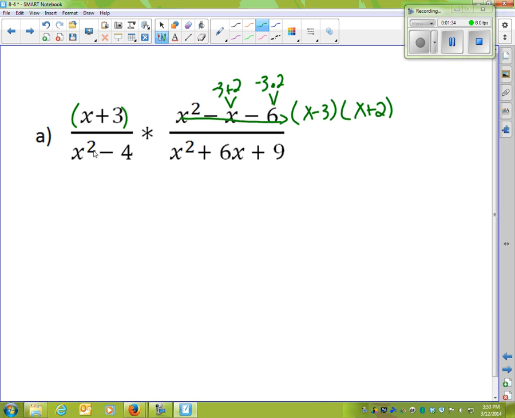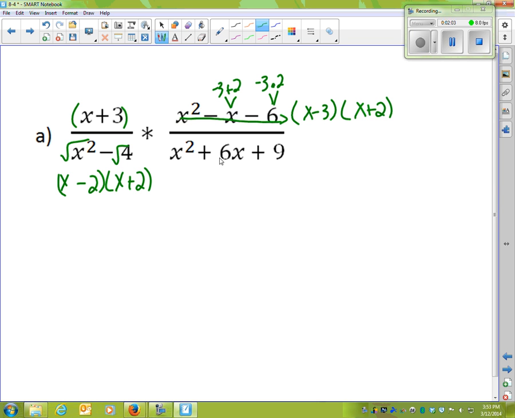Going to my denominator, x squared minus 4. There's no GCF. It's a binomial. And I notice that I can take the square root of each term. This is the difference of 2 squares. So I'm going to do x minus the square root of 4, which is 2, and x plus the square root of 4, so x plus 2.